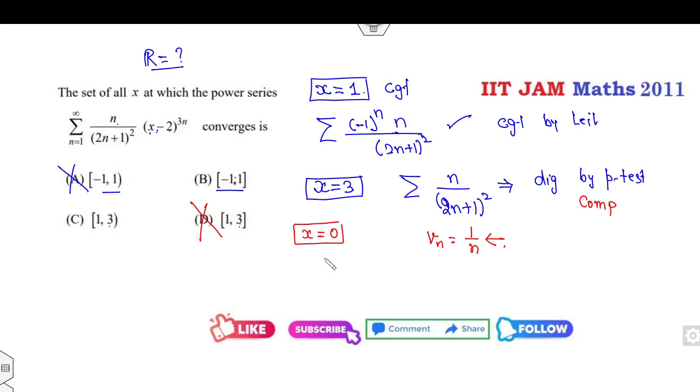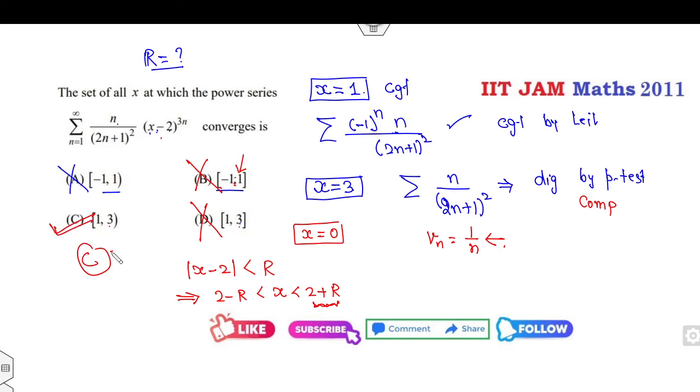Fine. Now if x is 0, it lies in between. Is it convergent or divergent? Or you can choose any other number. So what will happen? Now it's |x minus 2| less than r. So clearly it will be 2 minus r is less than x, which is less than 2 plus r. So definitely this term must be 2 plus r, but that is not 2 plus r. So the right answer is only C.